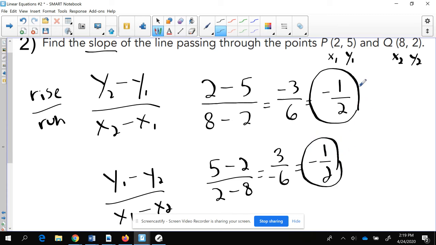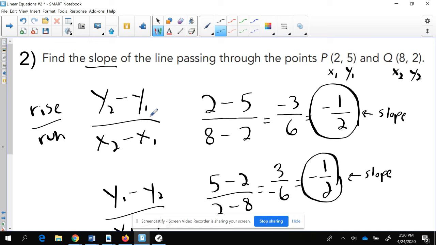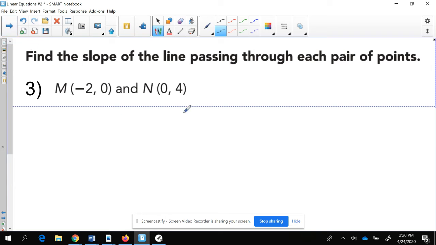Again, what we're trying to find every single time is the slope, which is rise over run. And again, what's our lesson for the day is, if I just give you 2 points, could you find the slope? And the answer is yes, you can, by using this formula. All right, let's take on another one. It says find the slope of the line passing through each pair of points. We have m, which is negative 2, 0, and n, which is 0 and 4.